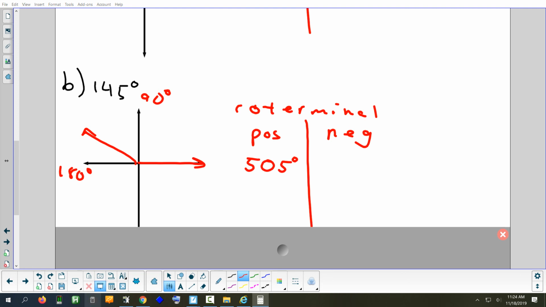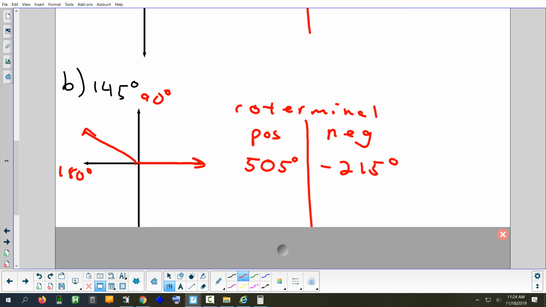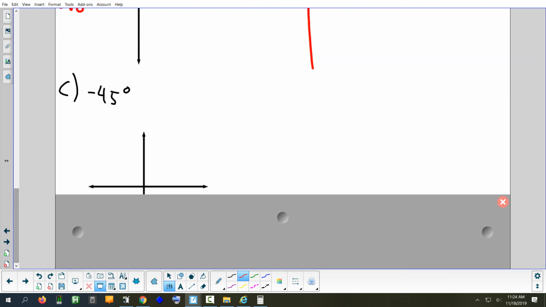Okay. We'll do this one out together. 145 minus 360 is negative 215. Okay. Questions on that?